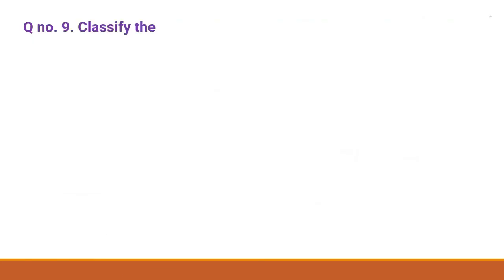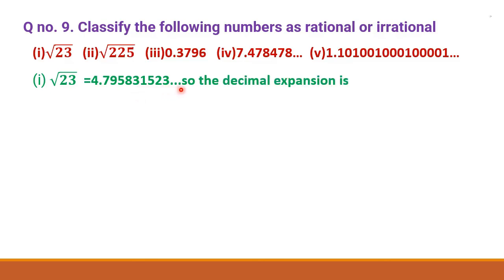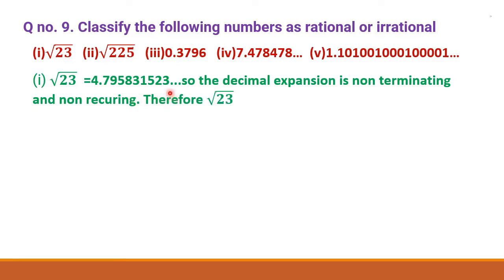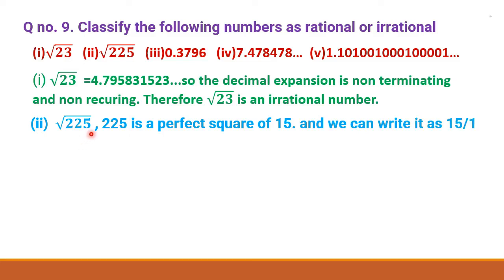Classify the following numbers as rational or irrational. Solution. First one, square root of 23 is equal to 4.79583153 and so on. So, the decimal expansion is non-terminating and non-recurring. Therefore, square root of 23 is an irrational number. Second one, square root of 225. 225 is a perfect square of 15 and we can write it as 15 by 1. That is, we are representing it in p by q form. So, it is a rational number.